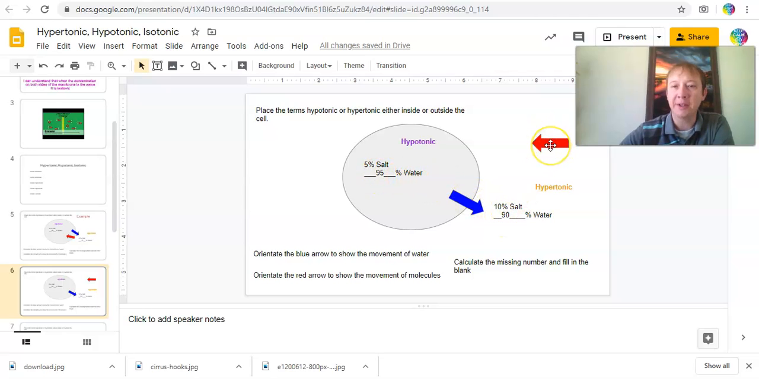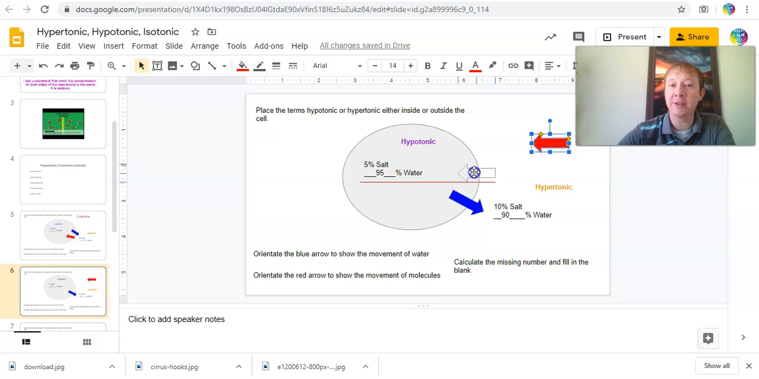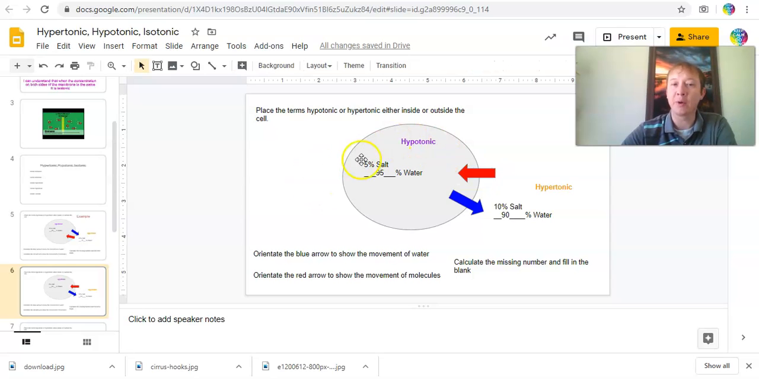Now the red arrow shows the movement of the molecules, in this case salt. Again, salt wants to go from high to low. We have 10% salt outside and 5% inside, so it's going to be moving into the cell. That's what we're looking at to complete this assignment: identifying the hypotonic and hypertonic areas, calculating missing numbers, and showing the movement.